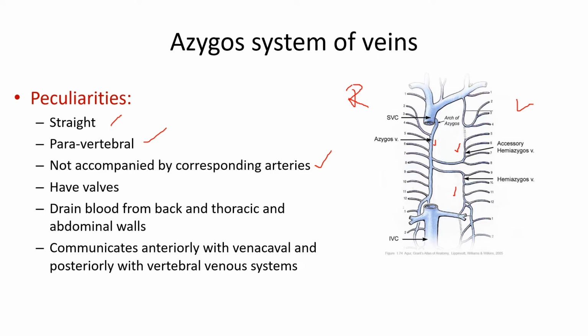They have valves. They drain the blood from the back and from the thoracic and abdominal walls. They communicate anteriorly with the vena cava system, the superior and inferior vena cava, and posteriorly they communicate with the vertebral venous system.